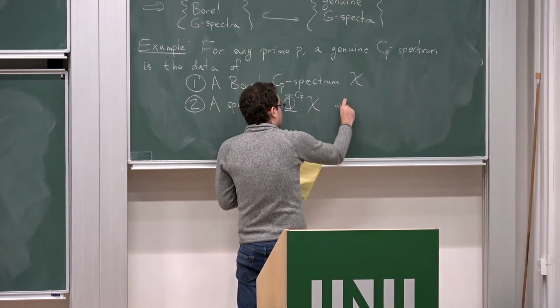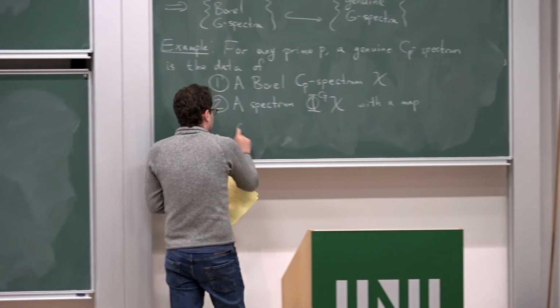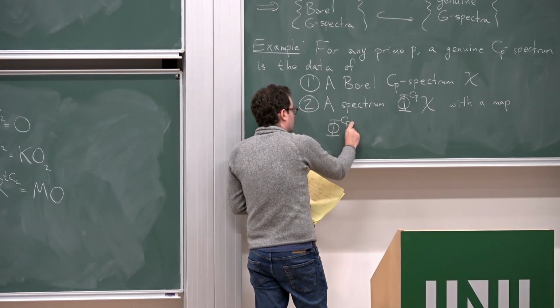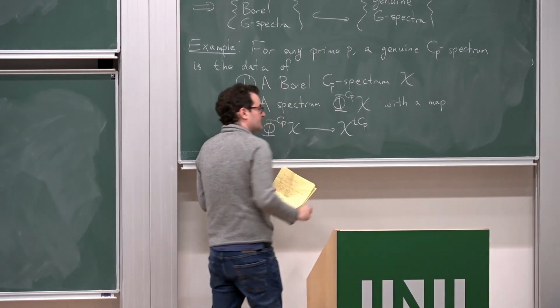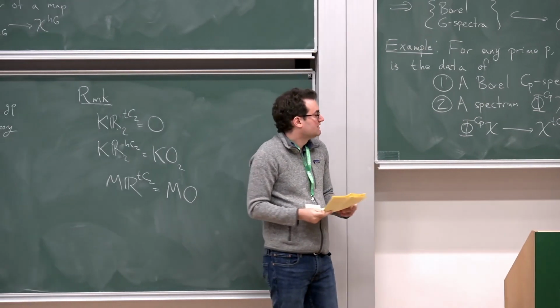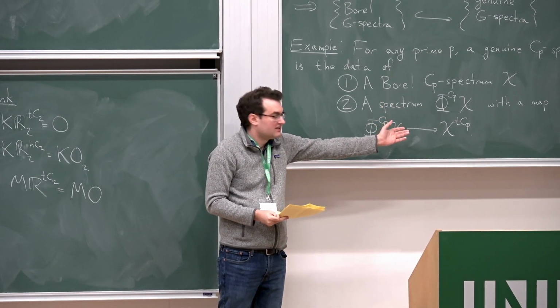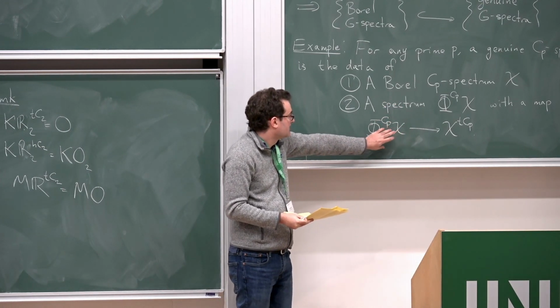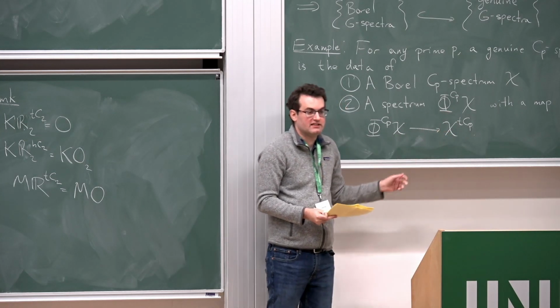And that's required to have a map, some gluing data in the form of a map of spectra to this Tate invariant. And so that's it. It's the data of a Borel C_p spectrum, but with this slight additional thing of just a spectrum without any action and a map to the Tate construction.